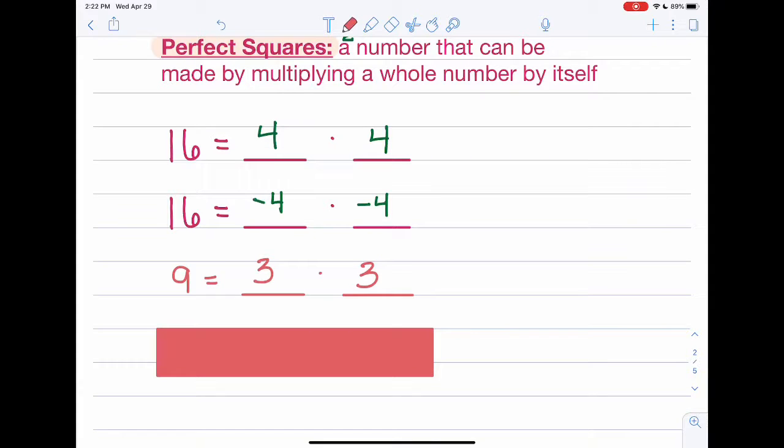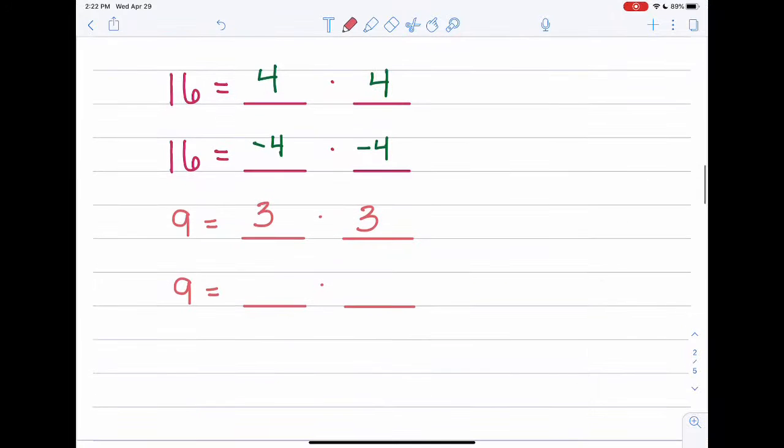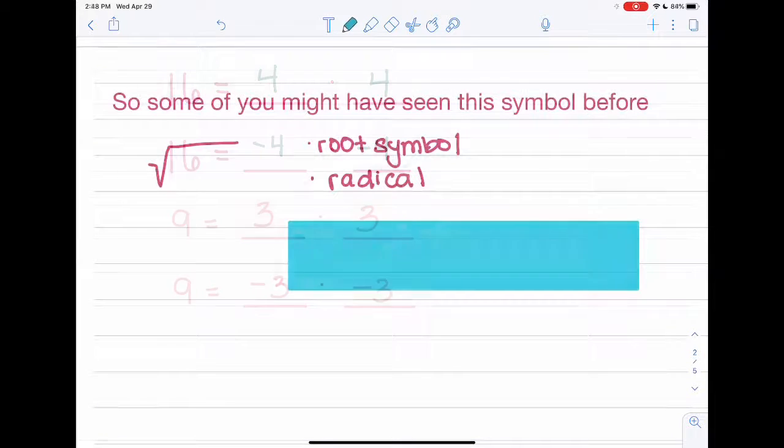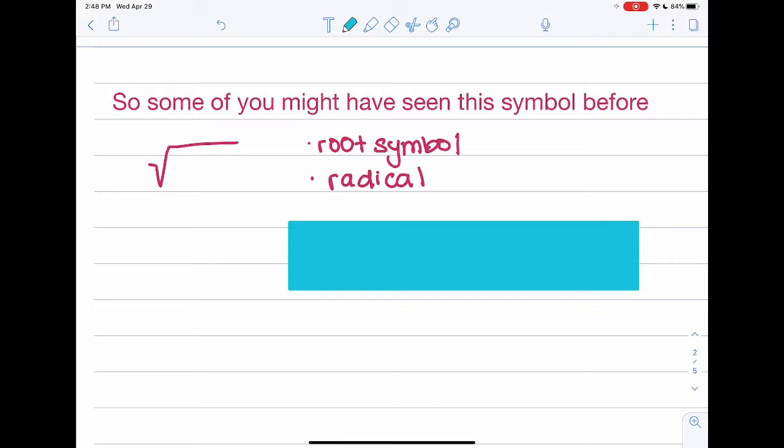Most likely said 3. But just like 16, it has 2 answers. So what number now times itself is going to give me 9? Hopefully you came up with -3 and -3. So how does this relate to roots?